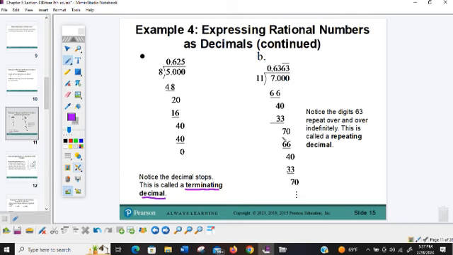Now you'll notice there's some repetition here. This is what's called a repeating decimal. It's going to keep going 0.636363. So they would write it this way. The 6 and the 3 are the ones that repeat, and they would put a bar over that. So it would be 0.63 with a bar over it for that one.